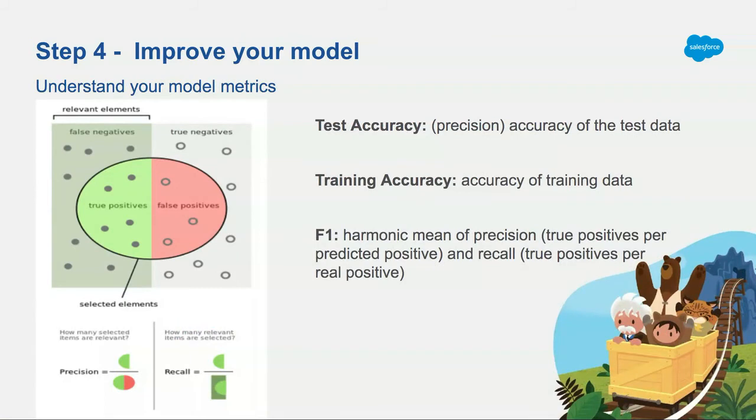Step 4 is improving your model. So the first thing you need to do to improve your model is understanding your model metrics. So I'm going to go here into a little bit of understanding how your models work.